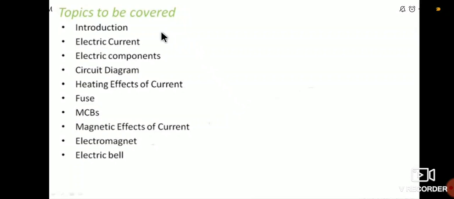The topics to be covered in this chapter: first one is introduction, that means what is electric current and its effects. Second is what we mean by electric current. Third is electric components. Next is circuit diagram. Next is heating effects of current, then fuse and MCBs. Next is magnetic effects of electric current. Next is electromagnet, and the last one is electric bell. So these are the points to be covered in this chapter.